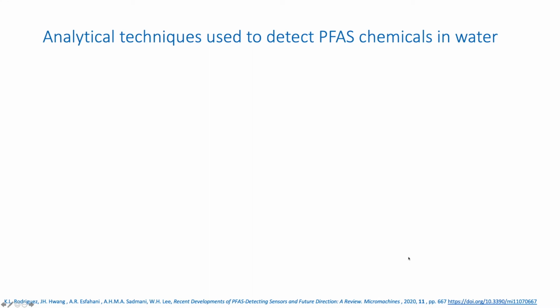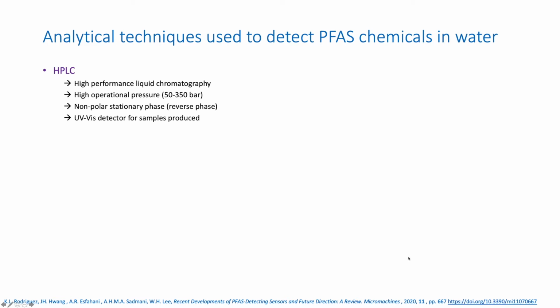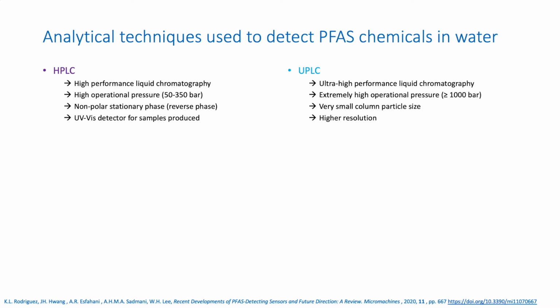Analytical techniques used to detect PFAS chemicals in water. The first one is HPLC, that's high performance liquid chromatography, and here's some brief information about it. It has high operational pressure, a non-polar stationary phase, and a UV-vis detector is used to analyze the samples produced. UPLC is ultra high performance liquid chromatography, which has a much higher operational pressure than HPLC. It has a very small column particle size and a much higher resolution.